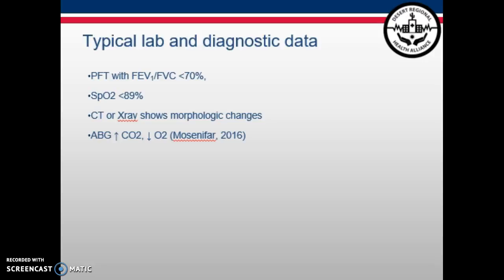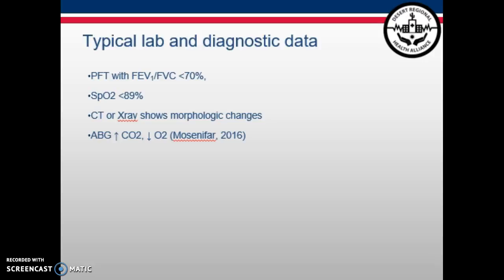If the ratio of forced expiratory volume in 1 second to forced vital capacity is less than 70%, then we can make the diagnosis. However, in mild disease, it may actually be higher than 70%, which makes it a little bit more complicated to diagnose.